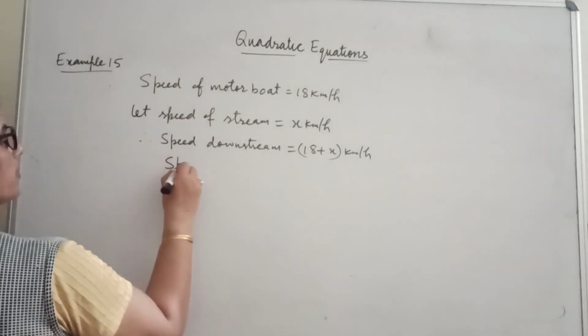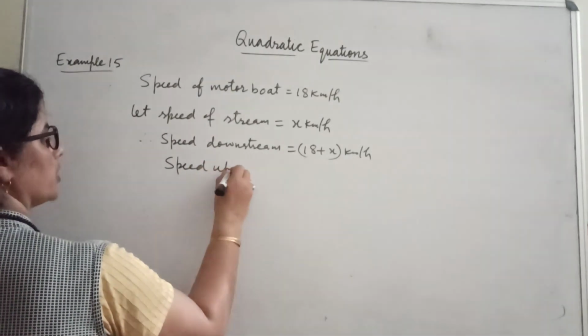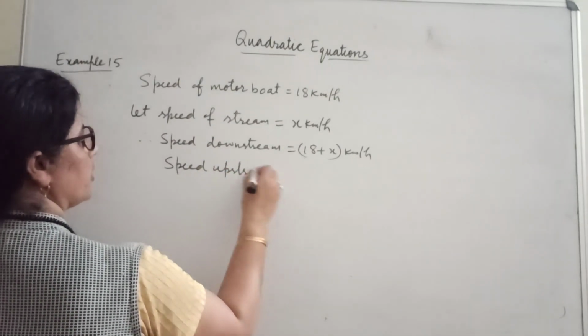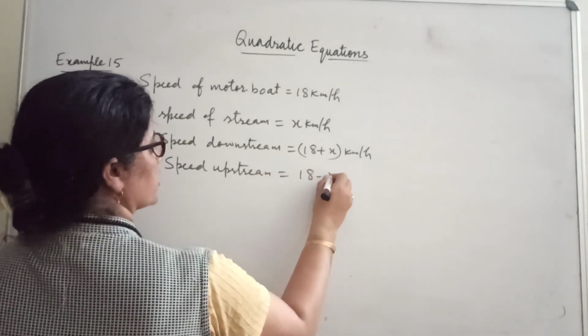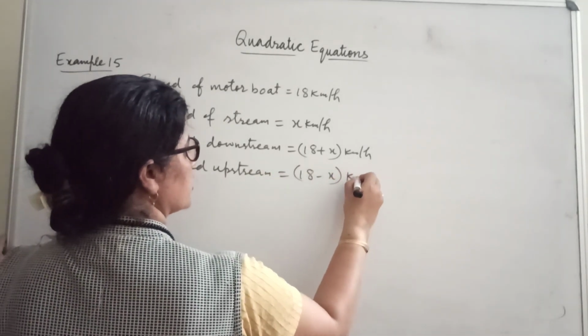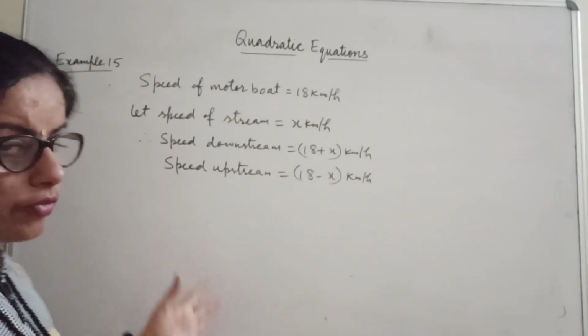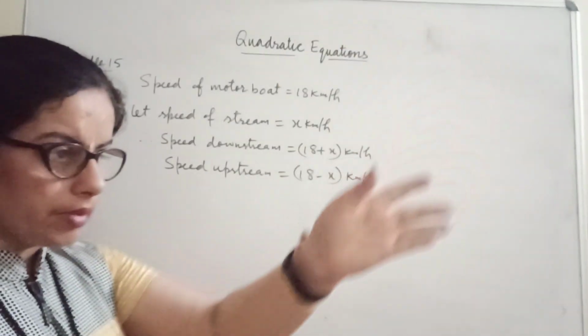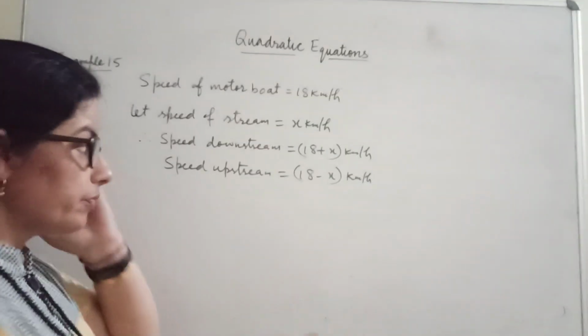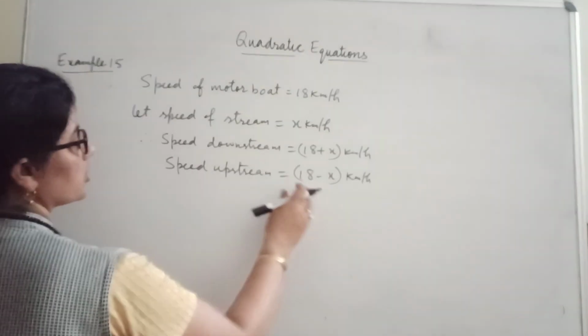And speed upstream will be 18 minus x, because we are going in the opposite direction of the water, so our speed will be decreased. We are going in this direction, water is coming in this direction, so the speed will be decreased.